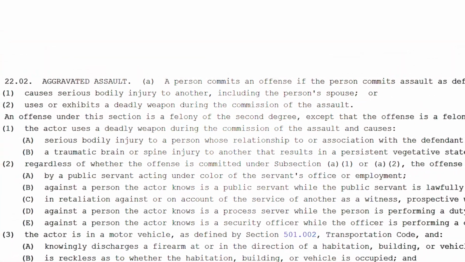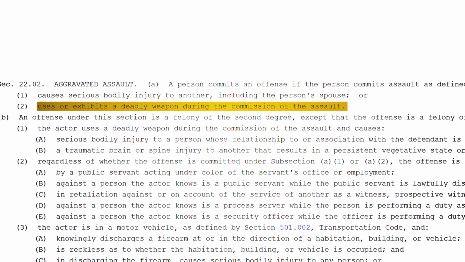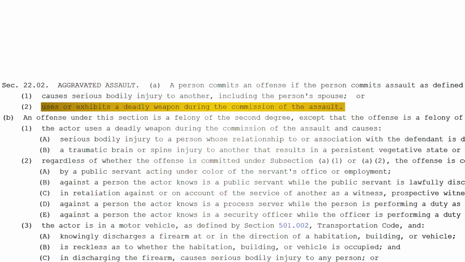And remember, in that simple assault statute, you have the ability to have an assault that is solely based on threat. In the felony version of that, when you have a threat that is made using that specific phrase of while using or exhibiting a deadly weapon, or the person is threatening to cause serious bodily injury, now those threats become felony offenses.